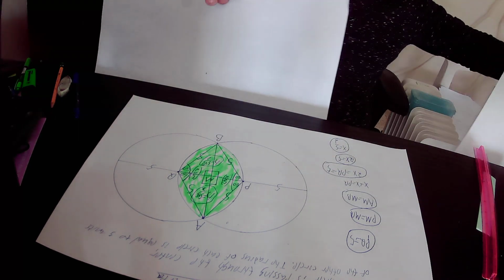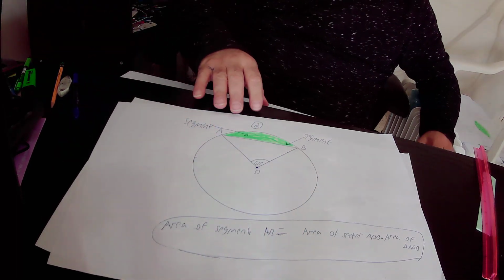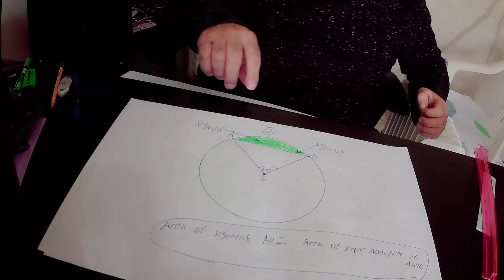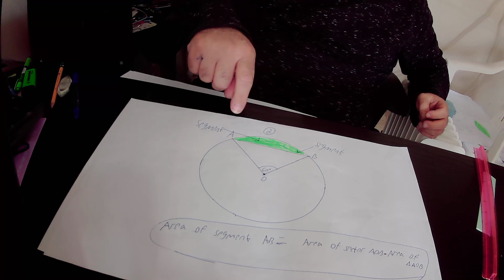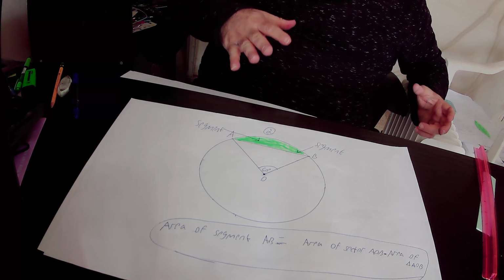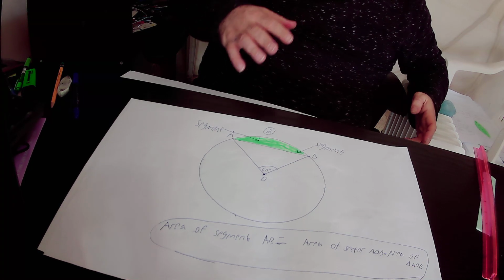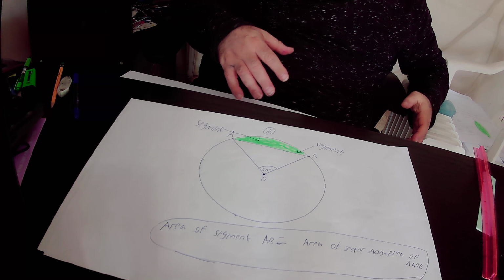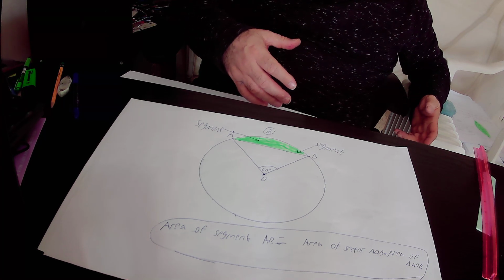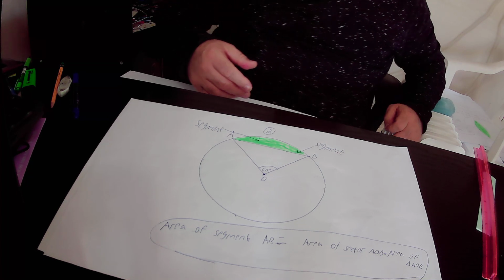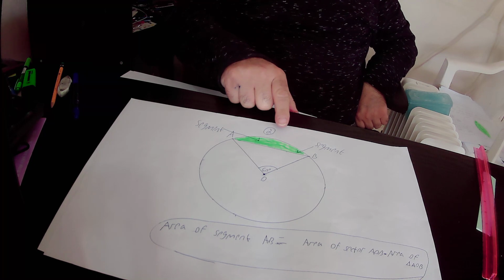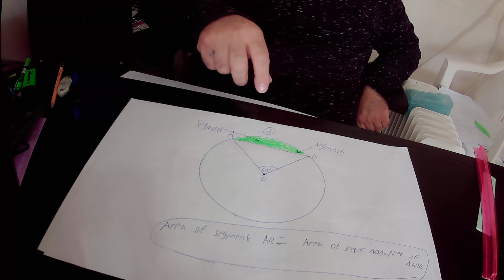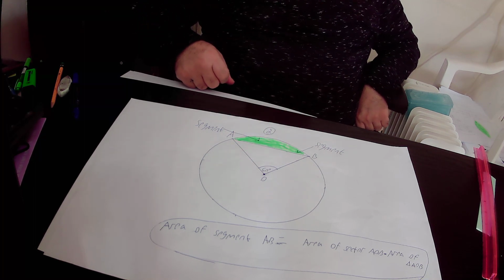Then I presented to you the term segment. Segment is the area that is bounded by chord AB and arc AB. So the area that is bounded by the chord and the arc that is attached to it is defined as a segment. So this green shape is segment AB, and the area of segment AB equals the area of sector AOB minus the area of triangle AOB. Okay?